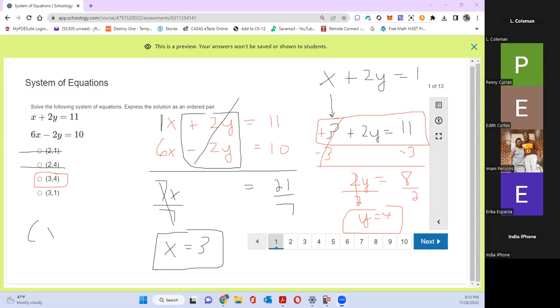So x is 3, y is 4. So the correct option would be option C. Now, you're looking at me or listening to me and you're saying, Mr. Tinsley, wow. Oh my God, my head is spinning. Oh, what am I going to do? I'm never going to pass this.